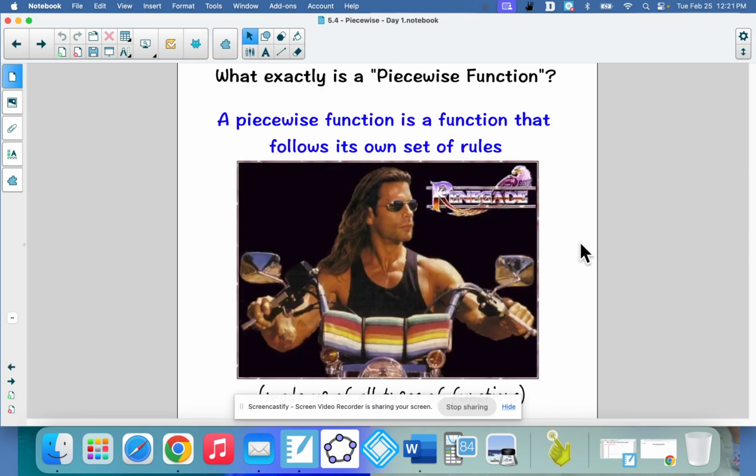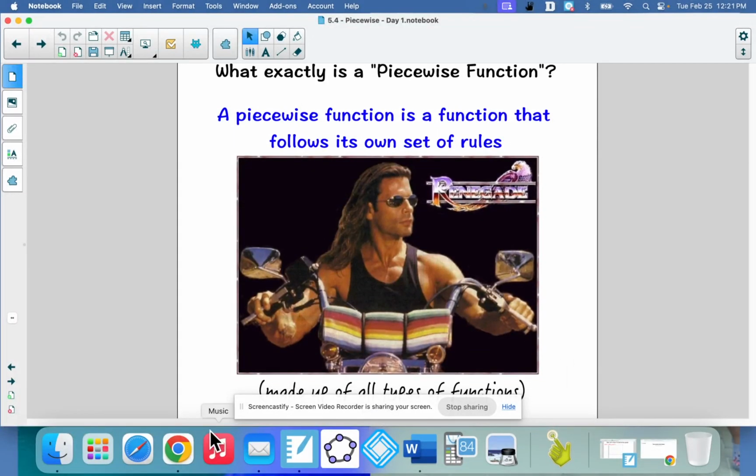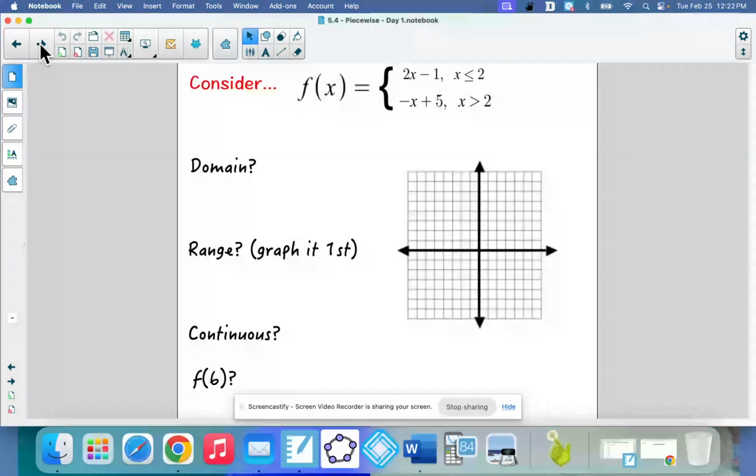So what exactly is a piecewise function? I think of a piecewise function like this: it's a function that follows its own set of rules. It's made up of all types of functions, so it could be part line, part quadratic, part exponential, part absolute value, or part of a lot of different things. We'll mostly stick with lines and maybe some quadratics, maybe some radicals. But it is just going to be separate parts of those graphs all combined into one whole graph.